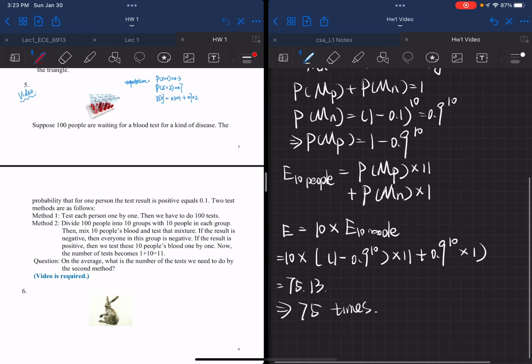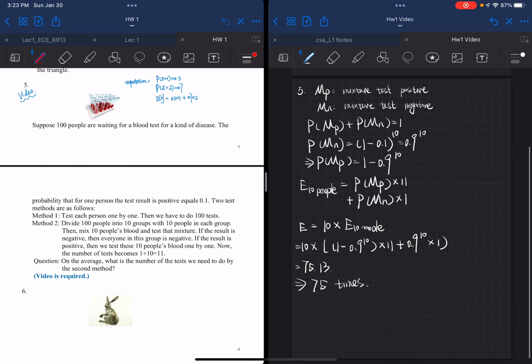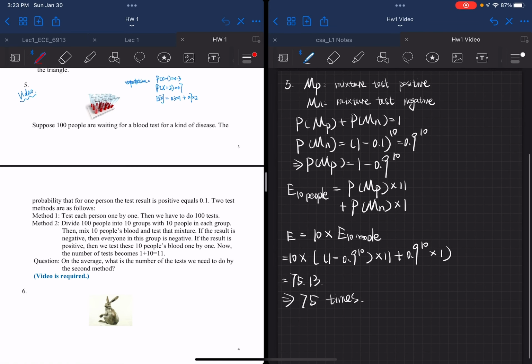The main part of this problem is that we should notice that the mixture test being positive and negative are mutually counterparts of each other, and their summation equals 1. And also that we need to know that if the mixture is negative, then it is certain that each person's blood in this mixture must be negative. So based on these two facts, we derived the probabilities of MP and Mn.